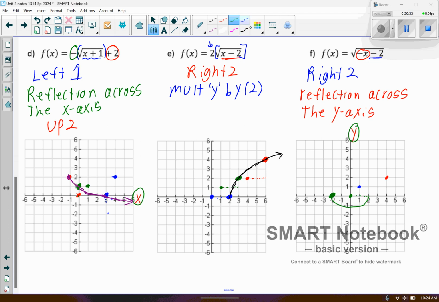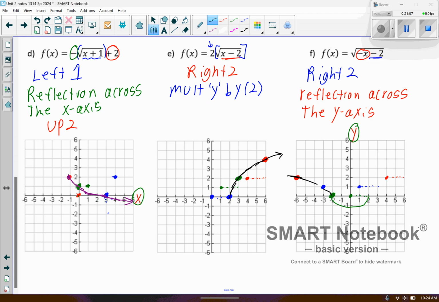Okay, let's look at the blue one. So I'm going to go to the right 2, and then my x value currently is 3, but now it's going to reflect across over to -3. And then let's see my red point. So I'm going to go to the right 2, and then my x value currently is 6, but I'm going to reflect across the y-axis, so it goes from being 6 to -6. So what's going to be different about this one is instead of going up and to the right, we're going to go up and to the left.